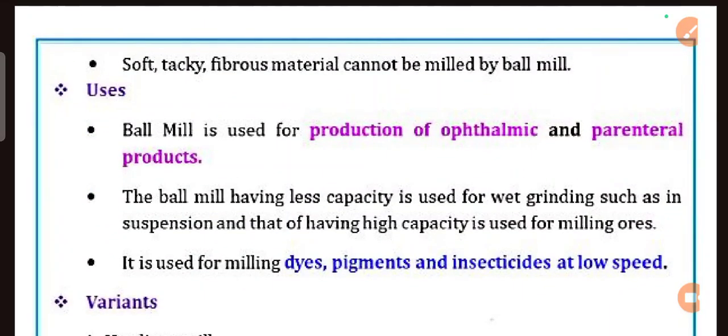Ball mill is used for production of ophthalmic and peripheral products. The ball mill having less capacity is used for wet grinding, such as in suspensions, and that having high capacity is used for milling ores. It is used for milling dyes, pigments, and insecticides at low speed.